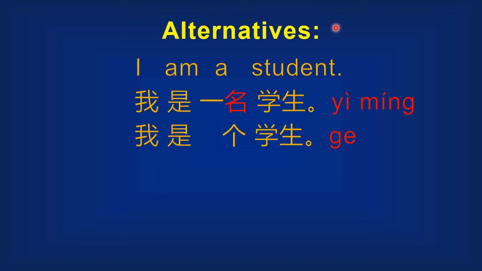When the number word is 1, it will often be omitted. And then 个 becomes neutral tone, which is not the fifth tone, but just pronounced very softly. 我是个学生. It's for easy pronunciation, because if you still try to pronounce the fourth tone, it will be pretty hard and awkward.